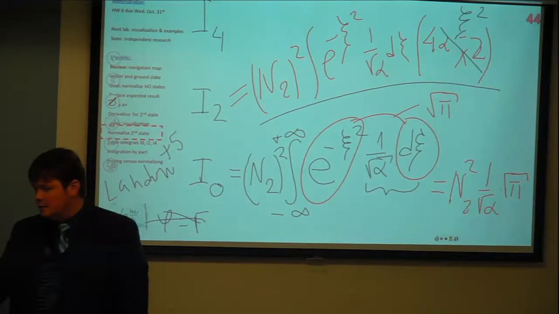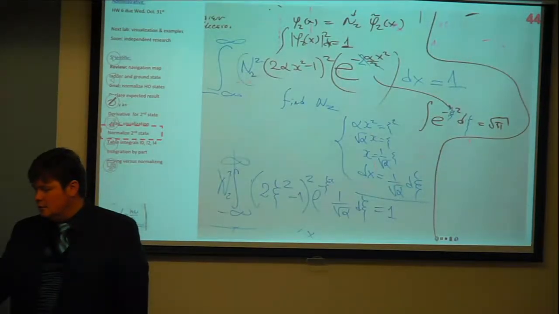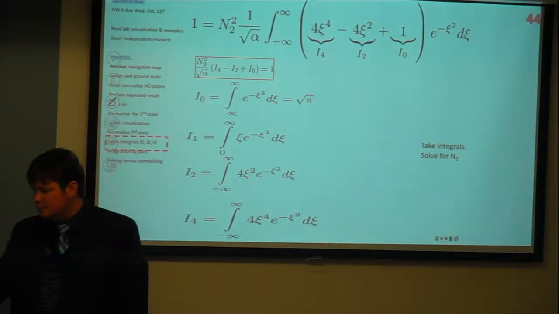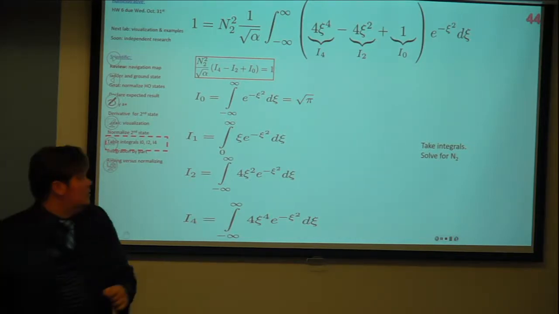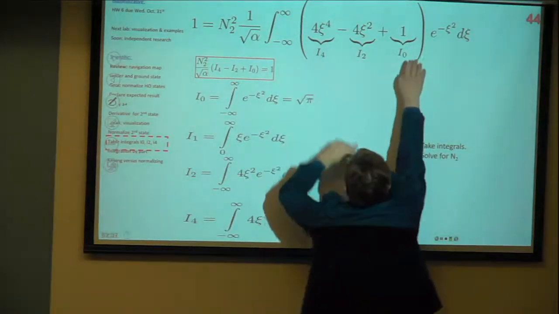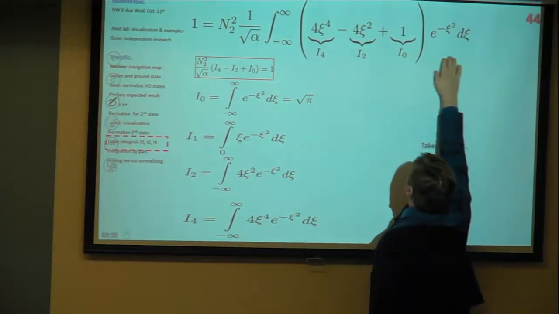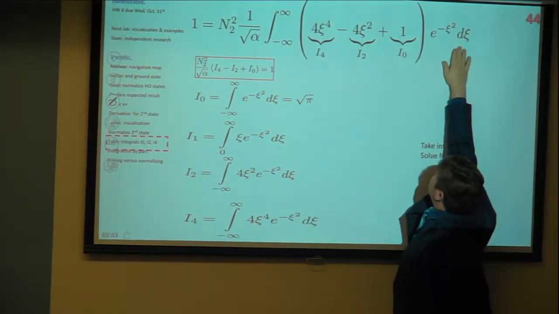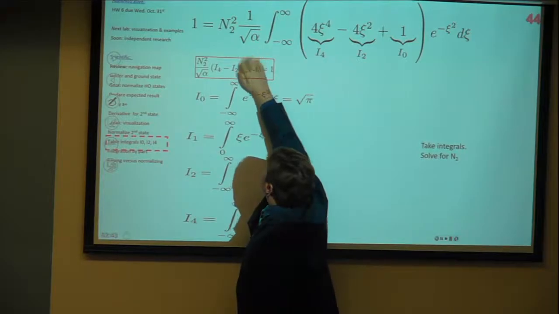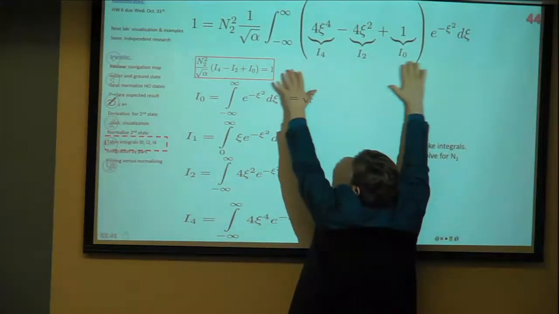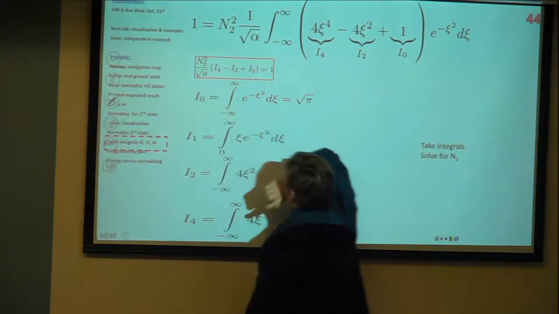So if you look at the last integral, e to the minus xi squared d xi divided by the square root of alpha, we already know that the integral of the Gaussian function without any factors will be square root of pi. So the last term in the integration will be square root of pi divided by square root of alpha. But there are 2 more integrals. So it is the stuff that we need to take, already cast in terms of this xi variable, right? And we need to solve it for n2.